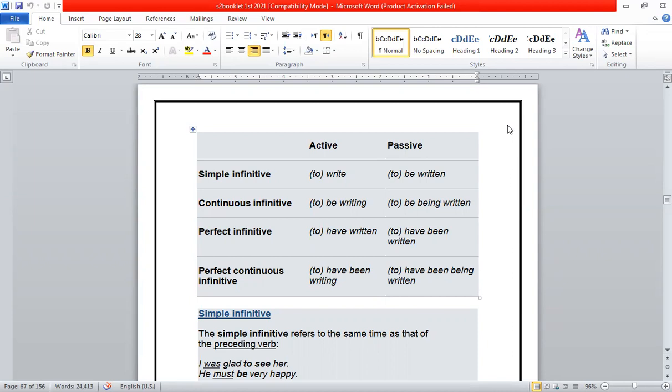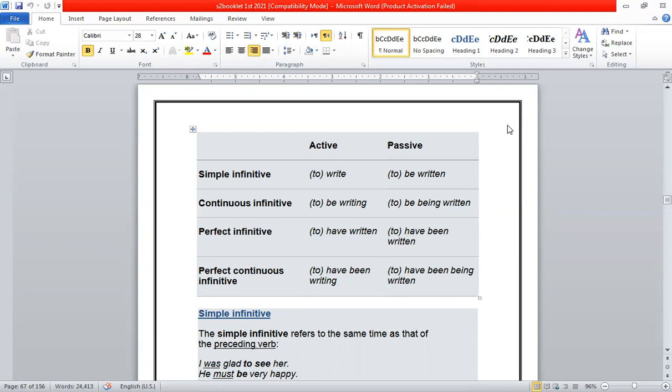Continuous infinitive. According to the name of the form, it's continuous, -ing. So: to be writing. And what's the passive? Being written. "Be" here means am or is or are and so on. Perfect infinitive: have written, have written. This is like the past participle of the verb write, and before it the sign of perfect, have.